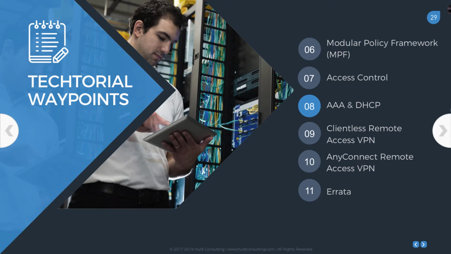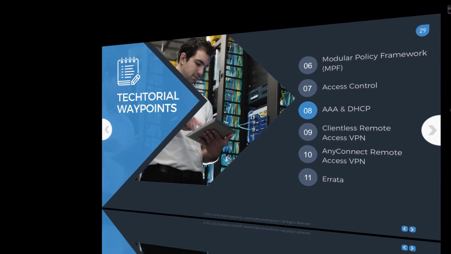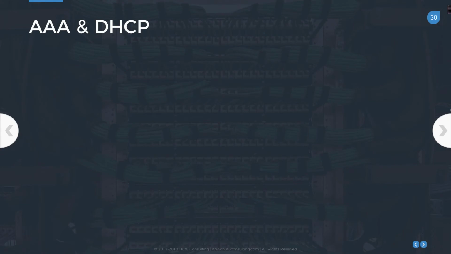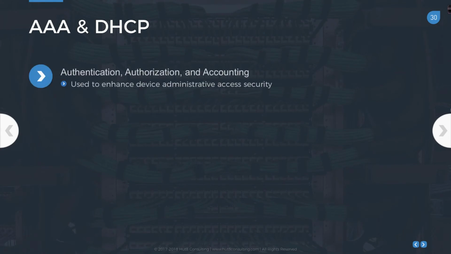In this module, module number 8, we're going to be taking a look at AAA, in other words, Authentication, Authorization, and Accounting, as well as DHCP, the Dynamic Host Configuration Protocol. So let's go ahead and dive in here. And first we're going to talk about AAA: Authentication, Authorization, and Accounting, and it's used to enhance device administrative access security.